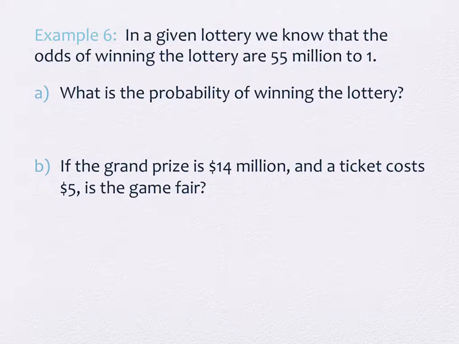And as I mentioned last time, it is a lottery example. So any given lottery, we know that the odds of winning the lottery are 55 million to 1. What is the probability of winning the lottery? So this first part of the question actually combines that idea of odds that we did last time with what we're going to do in the rest of the problem about probability and expected value after that. So if the odds are 55 million to 1 to win, what is the probability of winning the lottery?